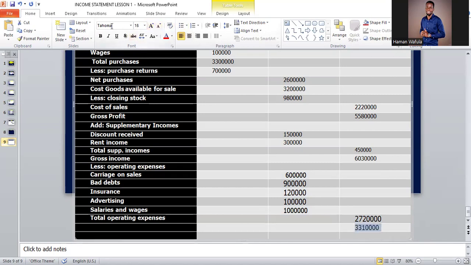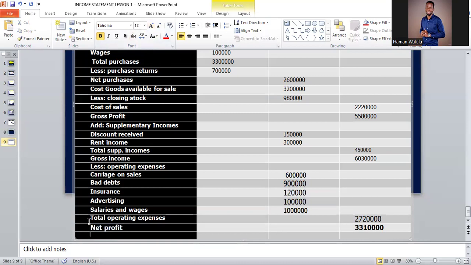So finally, we have our net profit for the business. So we have net profit. If it is a net loss, you write there net loss. If it is a net profit, write net profit. How do you know that it is a net loss? You'll see when the expenses are more than the gross income, you just know that it is a net loss.